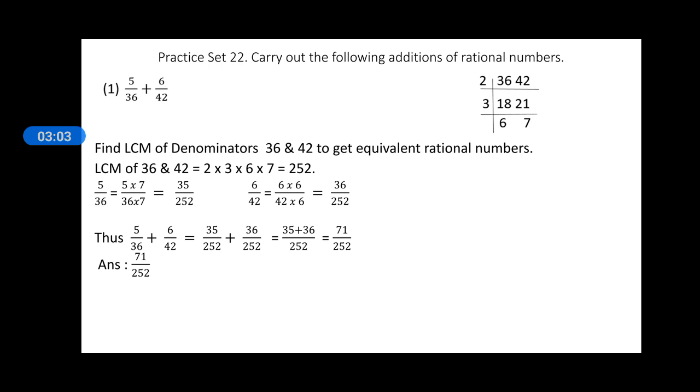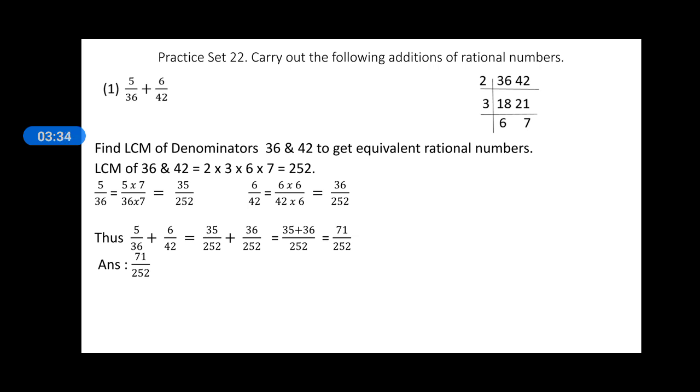36 when multiplied by 7, we get 252. In the same way, we'll multiply the numerator, which is 5, with 7. That comes to 35. So it will be 35 upon 252. In the same way, 6 upon 42. 42 when multiplied by 6, we get 252. So as per procedure, we'll multiply 6 with numerator 6. That comes up to 36.